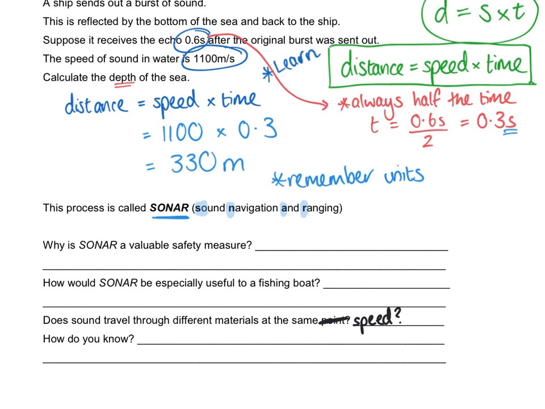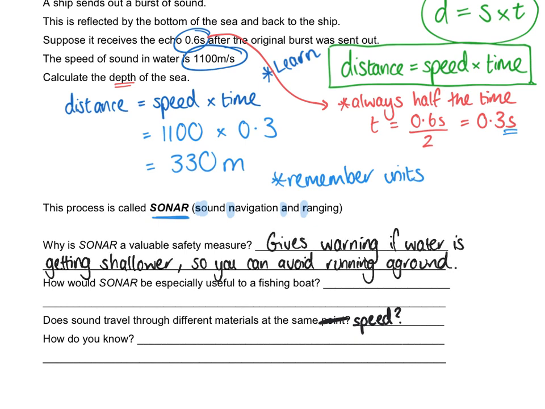So the first question was, why is sonar a valuable safety measure, particularly for boats? Well, it's based on that idea of boats being able to gauge the depth of the sea, because boats need a certain depth of water to be able to keep afloat, to be able to keep moving. And if they run into water that is too shallow, then they can what we call run aground, which essentially means the bottom of the boat would hit the bottom of the water.